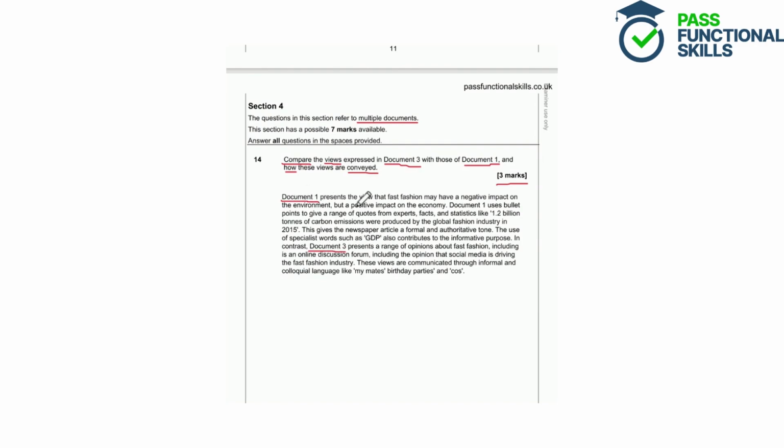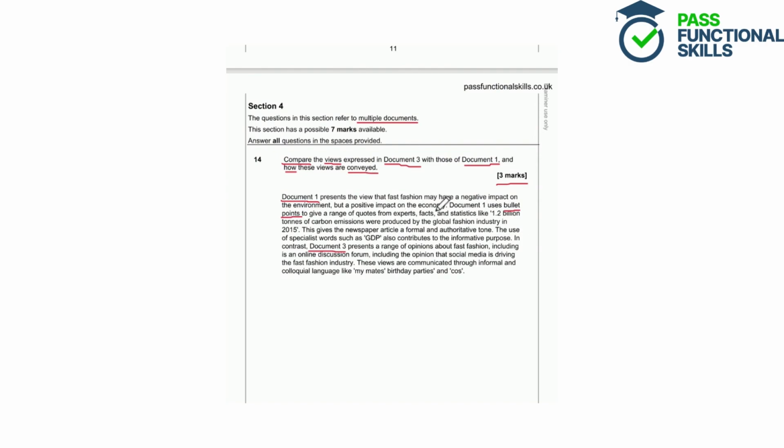The student has talked about the view that document 1 presents, so document 1 presents the view that fast fashion may have a negative impact on the environment but a positive impact on the economy. Document 1 uses bullet points to give a range of quotes from experts, facts and statistics like 1.2 billion tonnes and so on. So here we've got the views explained of document 1, and we've also talked about the methods used. So document 1 uses bullet points to give a range of quotes.